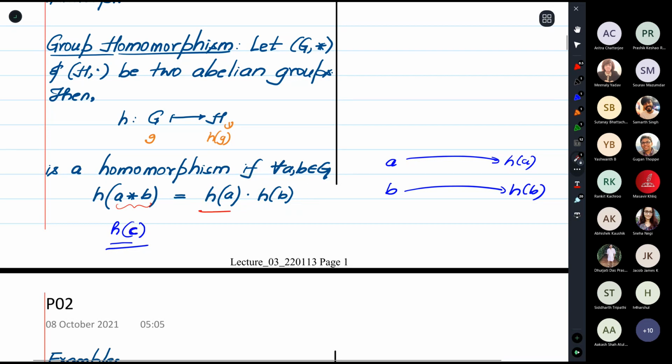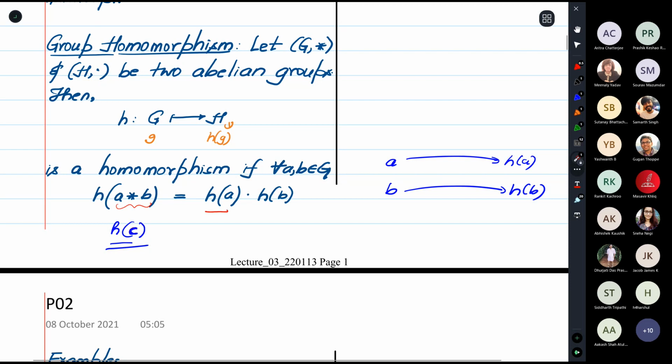Notice what is there on the right. The first object over here is the output of a under h. The second object over here is the output of b under h. These are the two things that we have, and we are insisting that the output of h of this c should be h of a times h of b, where this is the operation that is defined in this group over here.